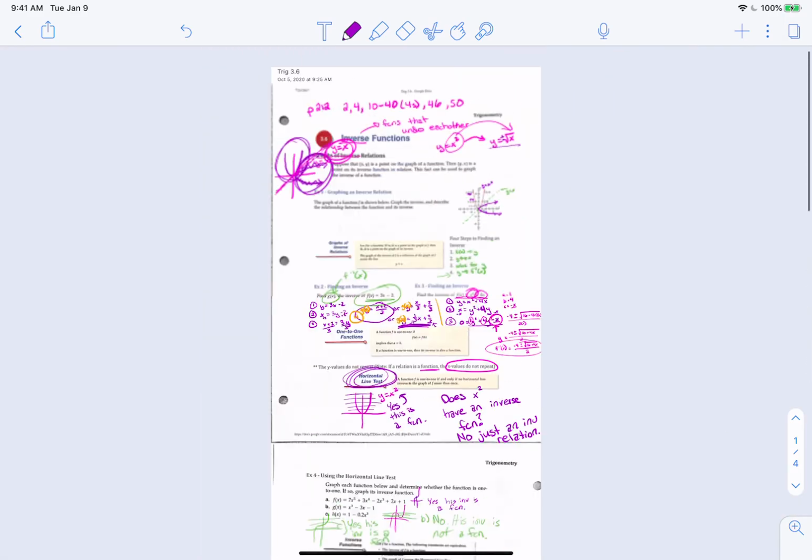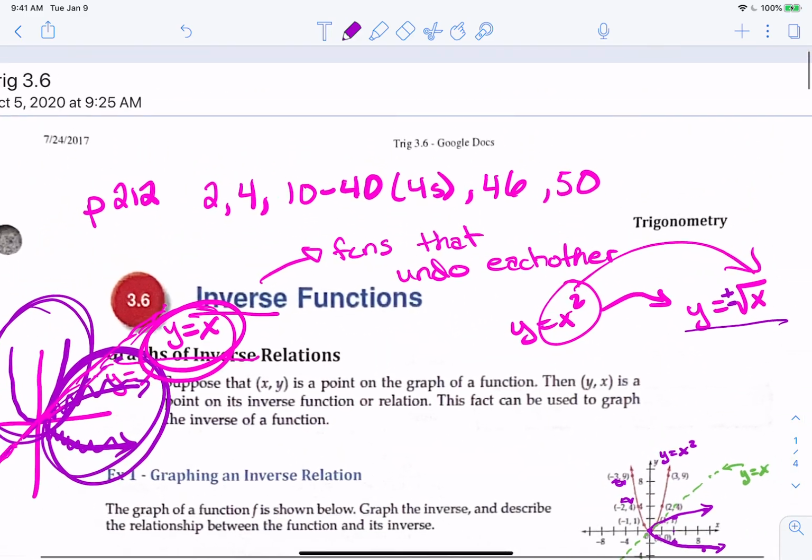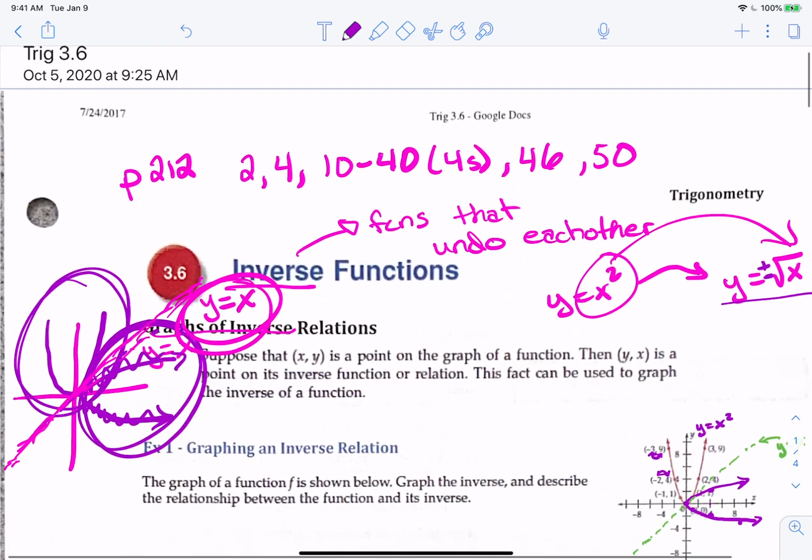Okay, homework. Again, it's at the top right here. It's either up there or up on the board.